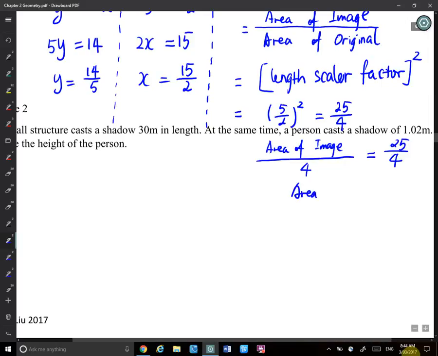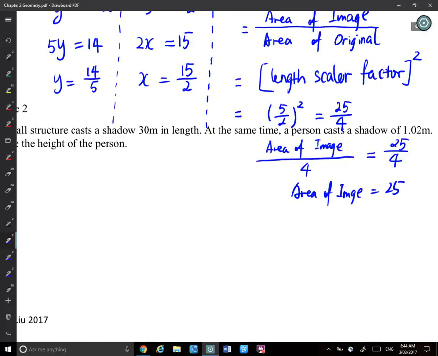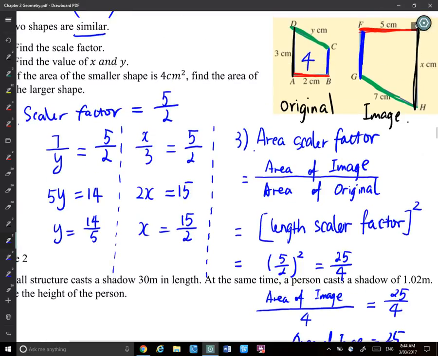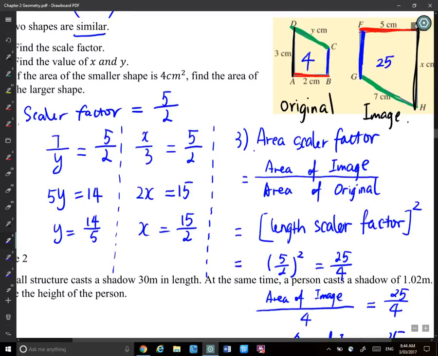And the area of the image must be 25. Just times 4 on both sides, that gives you 25. So the bigger one will get an area of 25. I use the scalar length to find the area ratio. So I know the area ratio, I know one of the areas, I can find out the other area. That's how we do this. So this area will be 25.